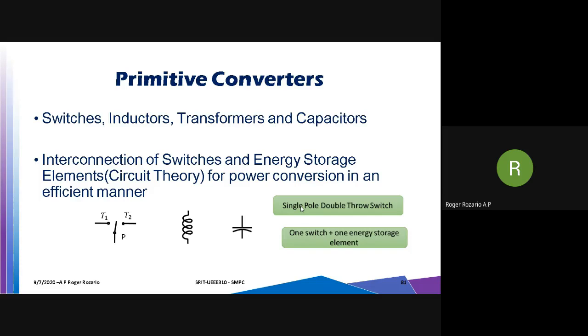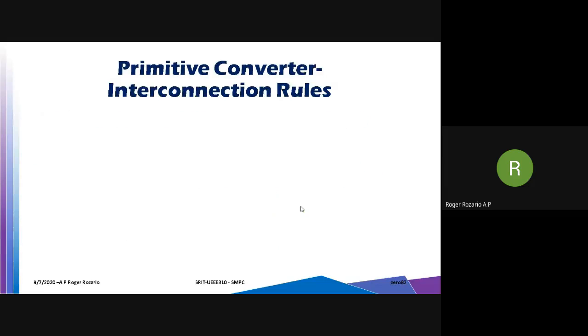The basic primitive converters had switches, inductors, transformers, and capacitors, and the interconnection of these switches and energy storage elements, as per the principles of circuit theory for power conversion in an efficient manner, was discussed in yesterday's class. And the switch that we used was a single pole double throw switch. And a primitive converter had at least one switch and one energy storage element connected together. This is the basic configuration of these primitive converters.